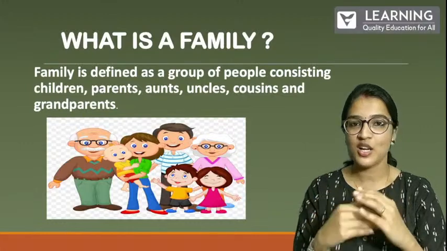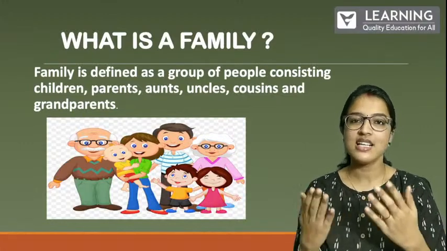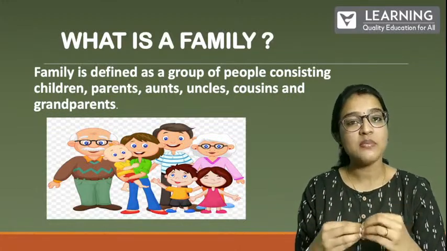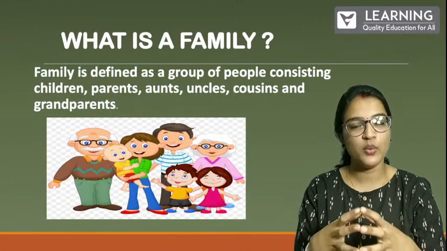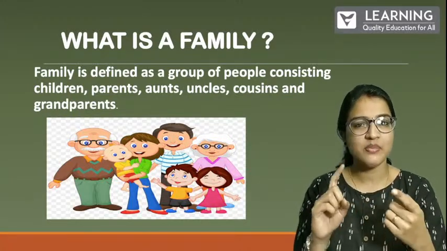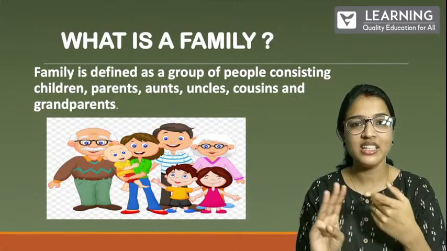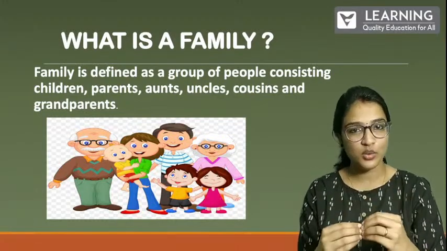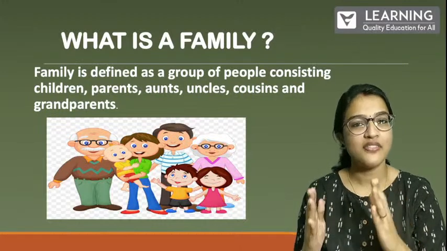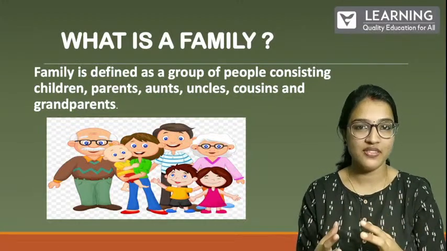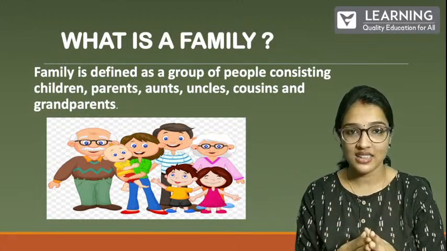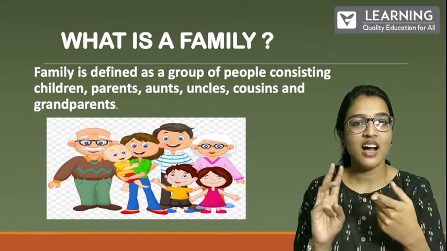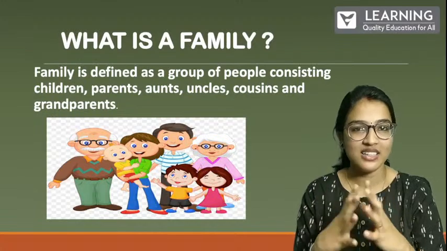So the first topic that we have to learn is what is a family? How do we define family? Family is defined as a group of people. And that group will consist of parents, grandparents, children, aunt, uncle, cousins, etc. So all of them together form a group and we call that group a family. So family is nothing but a group of people which consists of grandparents, parents, uncle, aunt, cousins and all other children.